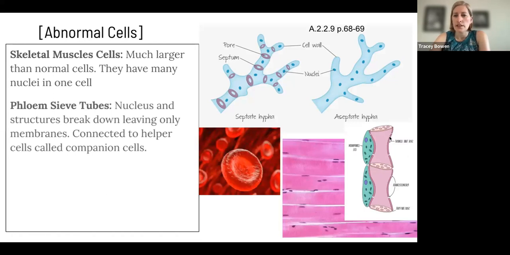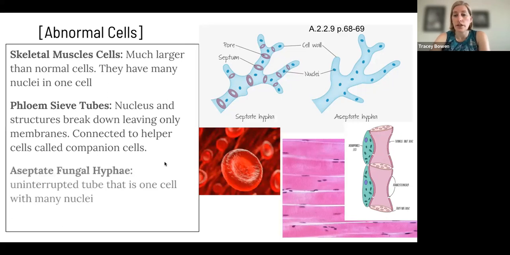Phloem sieve tubes, that's these pink ones here, have a nucleus and different organelles initially, but those break down, leaving only the outside membranes here, which are the outside edges of these pink tubes. And then they're connected to helper cells, which are called companion cells. And those helper cells do have organelles and nuclei and can do different jobs. Because there's nothing in these tubes aside from membranes, they can't really do very much other than transport things that other things have put in them.